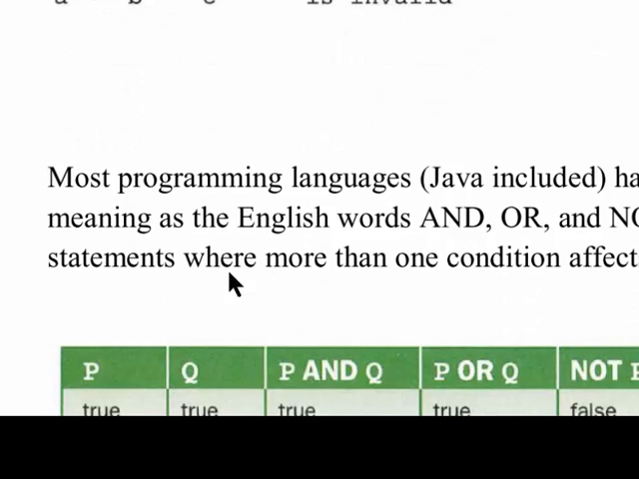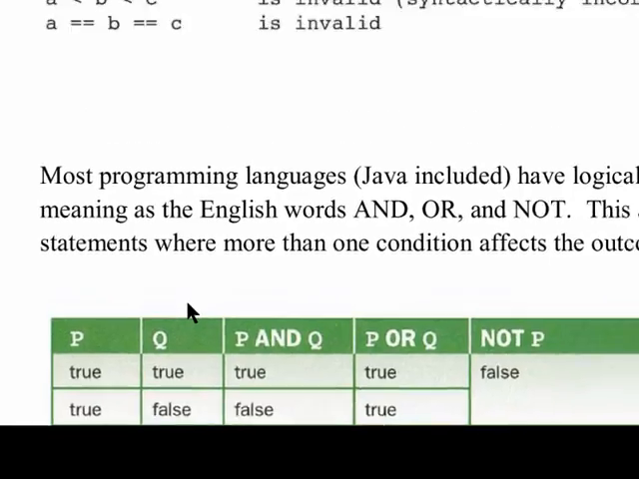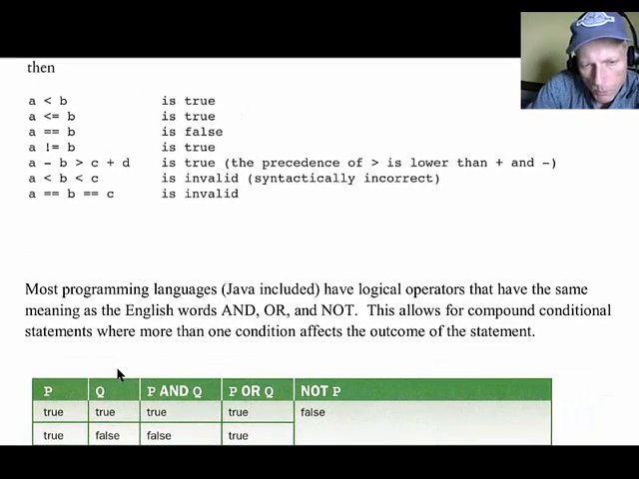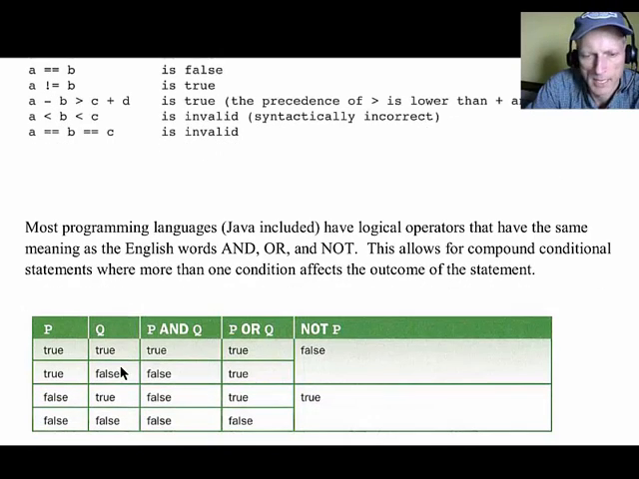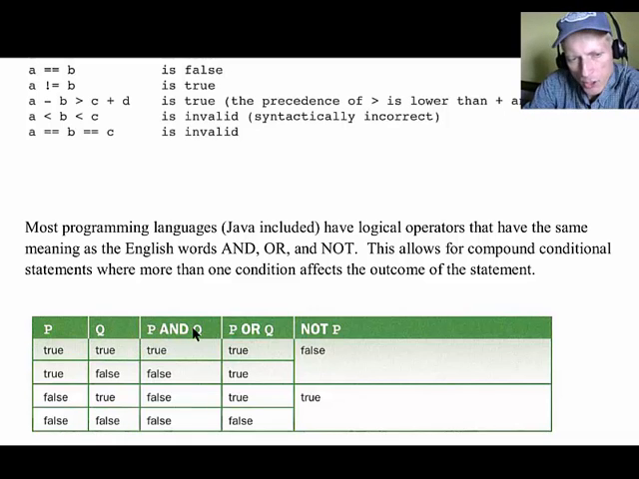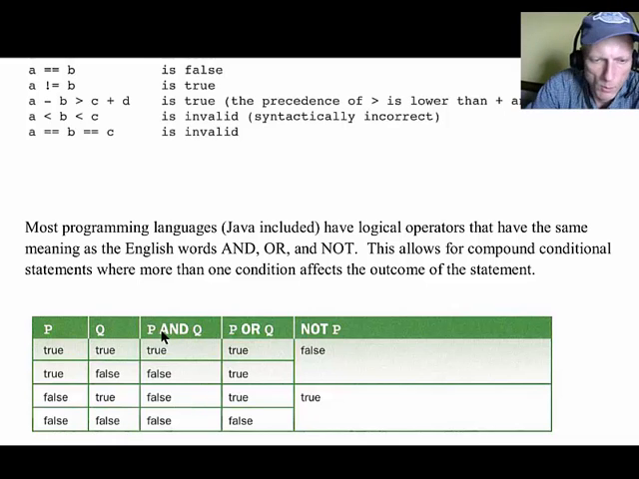All right. So aside from just simple comparisons, most programming languages have logical operators, which mean the words and, or, and not. Okay, this allows for more sophisticated logic where more than one condition affects the outcome of a statement. Now, the rules for and, or, and not are relatively straightforward. You can think of it this way. P and Q. When you have two things joined by an and, both items have to be true for the entire statement to be true. So if either one or the other, or both of them, are false, the entire statement is going to be false.